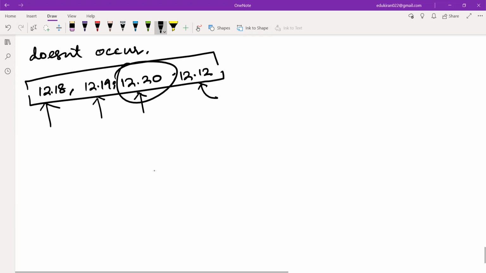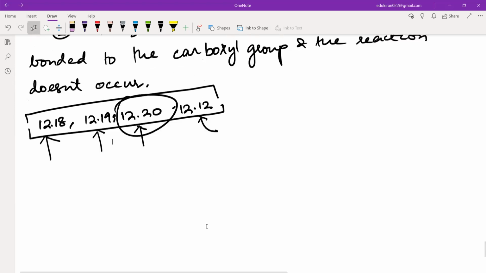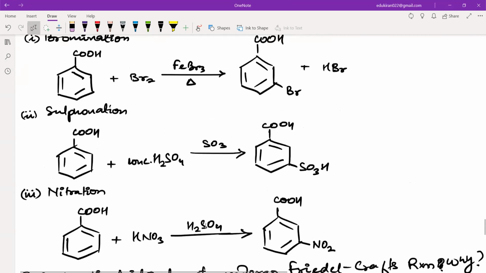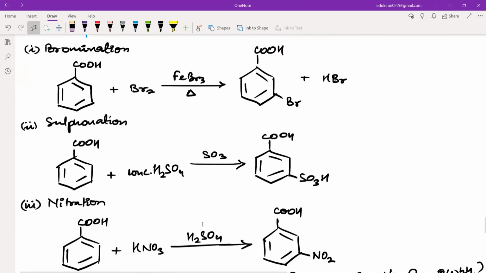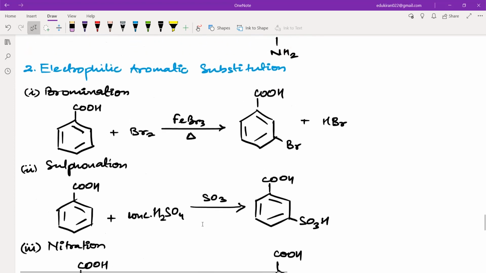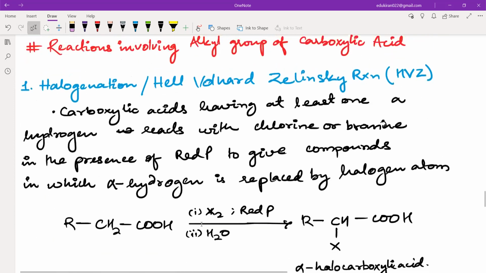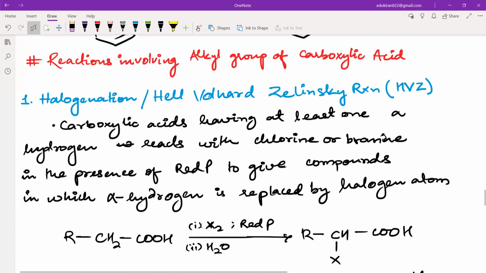Guys, can you scroll up for a while? More. Which part? Tell me, sir. What is the heading of this one? It's electrophilic. And the previous one was halogenation, Helmholtz-Zelinsky reaction. Yes, sir.